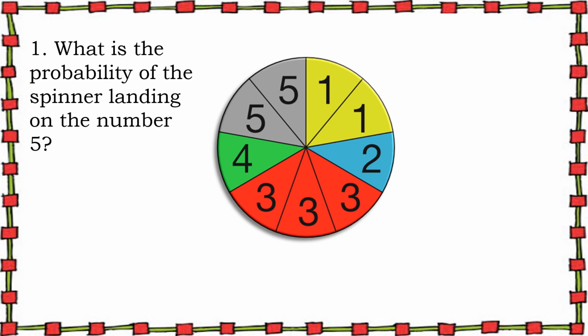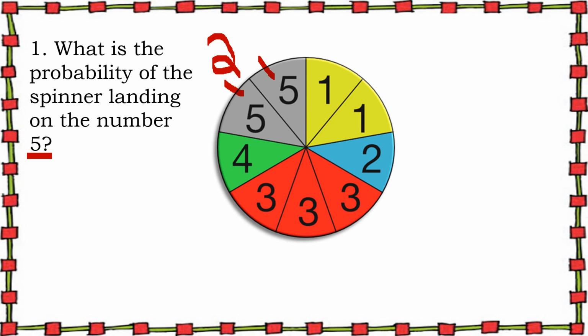So here is a different example now. Instead of colors, we're looking at numbers. And it says, what is the probability of the spinner landing on the number 5? The same rule applies for when we did the spinner with the colors. You have to look for the number 5, because that is what our question asked us. So we see that we have how many 5s? 1, 2. We have 2 5s. So we're going to put that there just as a reminder.